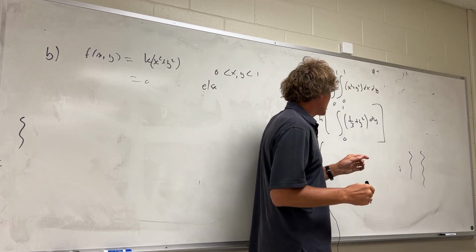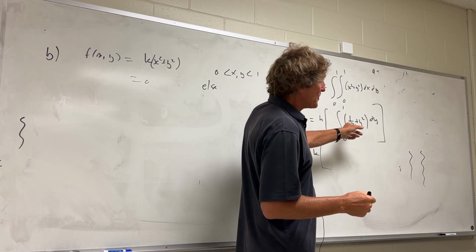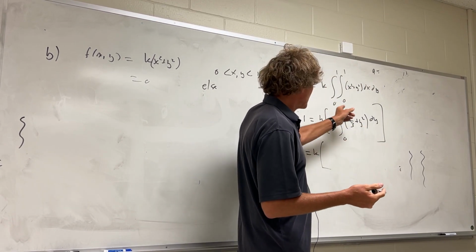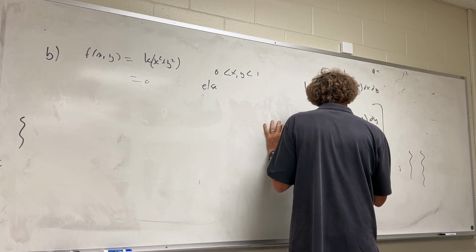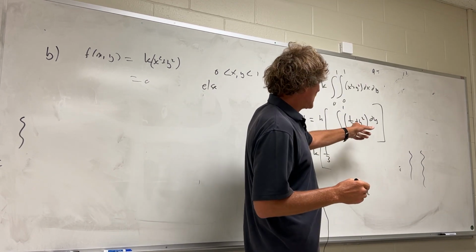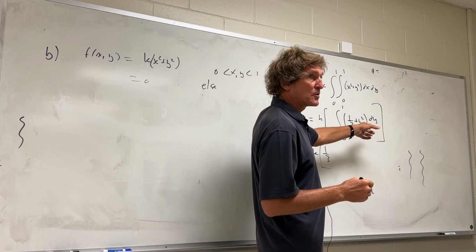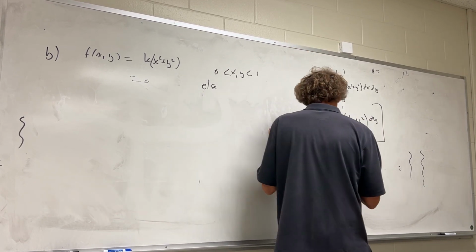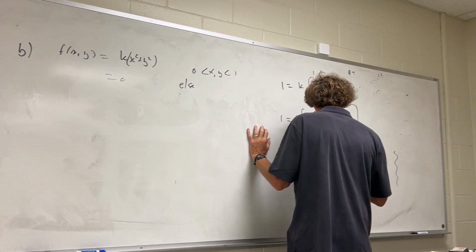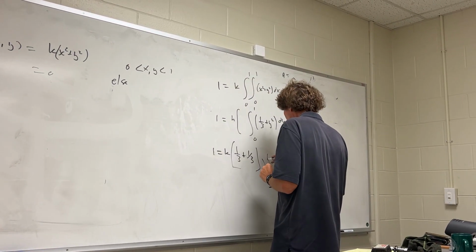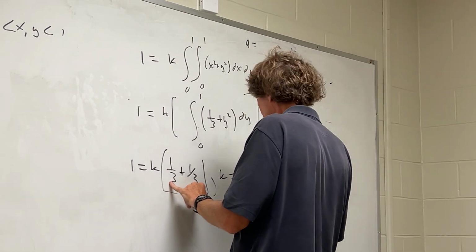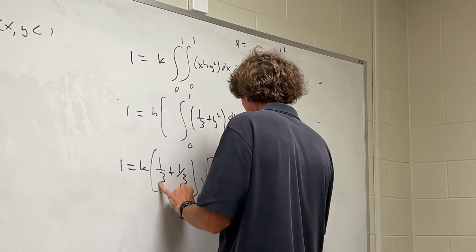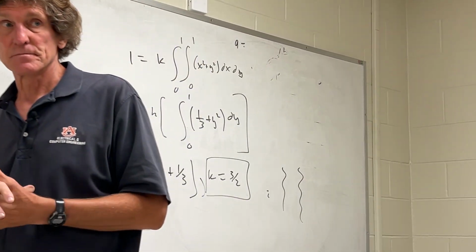Now when I do this integral, when I have 1/3 dy, I get y from 0 to 1, which is just 1/3. And then when I have y squared dy, I get y cubed over 3 from 0 to 1, which is just 1/3 as well. So that gives me a value of k equal to 3/2. That makes it legit, right?